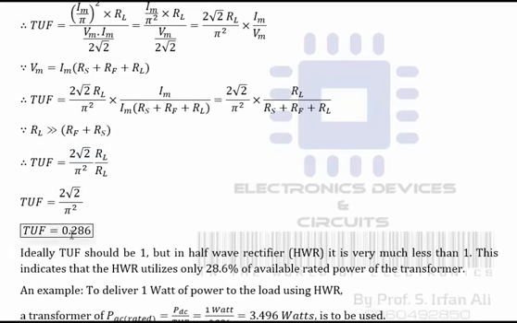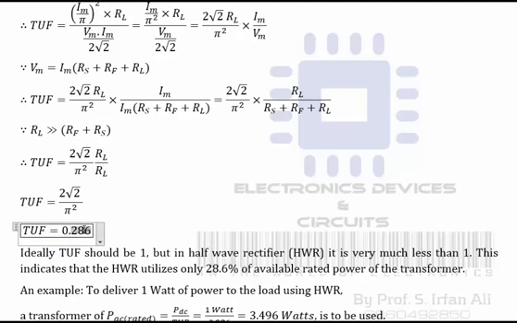It is quite a low value as compared to 1, because if the available power is 10 watt, and you utilize the complete 10 watt, then the utilization is 100%, and that will give you TUF equal to 1. 10 watt upon 10 watt is 1, but here the value is 0.286. It means that using a half wave rectifier you can utilize only 0.286, or 28.6%, of the available power. If you take percent TUF, this indicates that you can use only 28% of the available power.